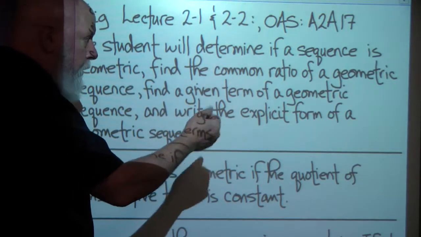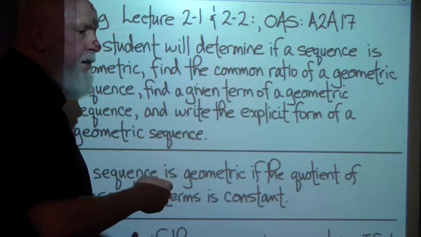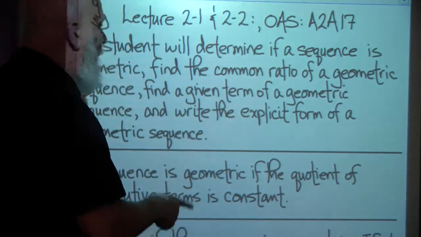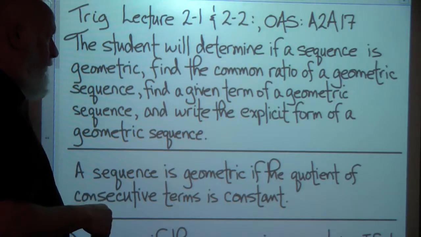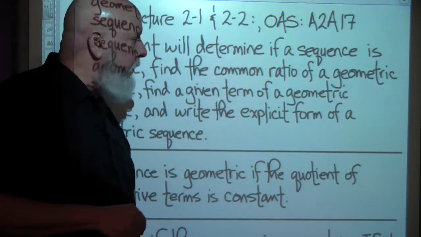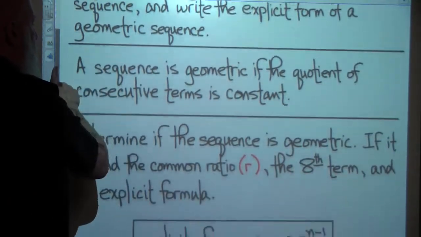Find the common ratio, we'll define that, of a geometric sequence. Find a given term, that's like they're asking you to find the 50th term or the 8th term or something like that of a geometric sequence. And write the explicit form of a geometric sequence. It's kind of like writing the explicit form for an arithmetic sequence. So let's take a look at what we're doing here.